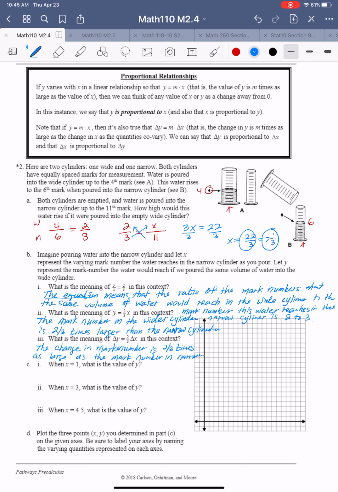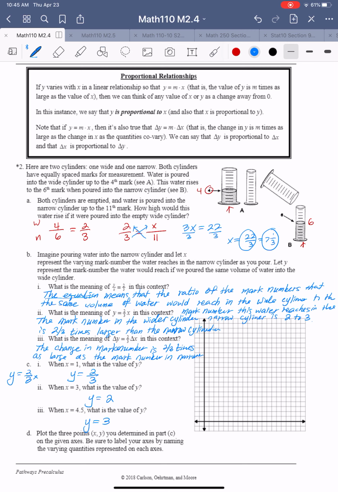Okay, so when x equal to 1, what is the value of y? So we are using y equal to 2/3 of x. Plug in 1, you get 2/3 for y. And then using x equal to 3, 2/3 times 3 is 2. And then x equal to 4.5 gives y equal to 3, since 2/3 times 4.5 gives you 3. And then plot those 3 points.